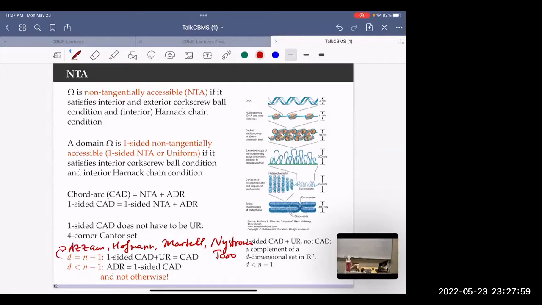For lower dimensional sets, this does not happen. Even a straight line is not two-sided. Think about it this way: if you have a segment which looks like this in R3, nothing is going to make it two-sided. There is no way to make it two-sided because you don't have the side inside. Two-sided means that the exterior has some fatness.